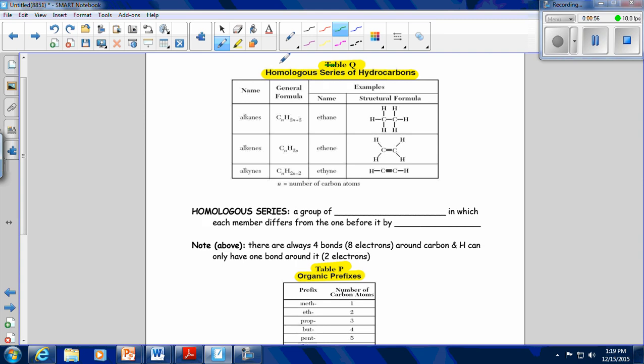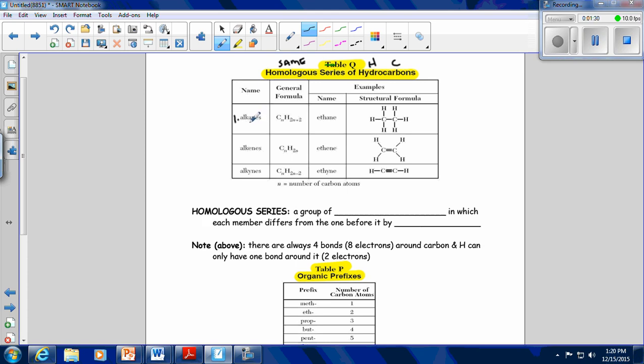Homologous, for those of you who are unaware of this, means the same. And obviously the hydrocarbons is a combination of hydrogen and carbon atoms that we've been talking about in this particular unit. Now there are 3 different series of hydrocarbons. You can see we've got names, general formulas, and some examples of the name and the structural formula. The first one are called alkanes.